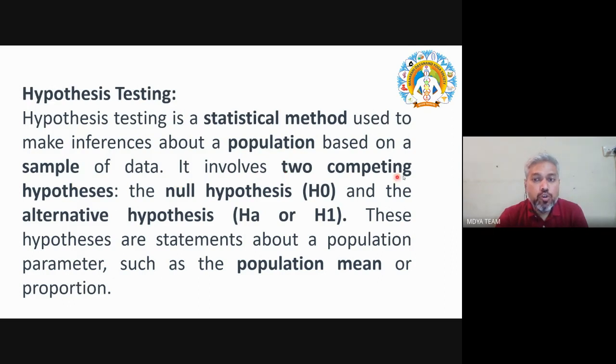It involves two competing hypotheses: the null hypothesis and the alternative hypothesis. We always measure the null hypothesis, and on the outcome of the null hypothesis we draw a conclusion, right? So the null hypothesis is represented as H0 and the alternative hypothesis as HA or H1. These hypotheses are statements about population parameters. That means these statements represent a parameter of the population, such as the population mean or proportion.